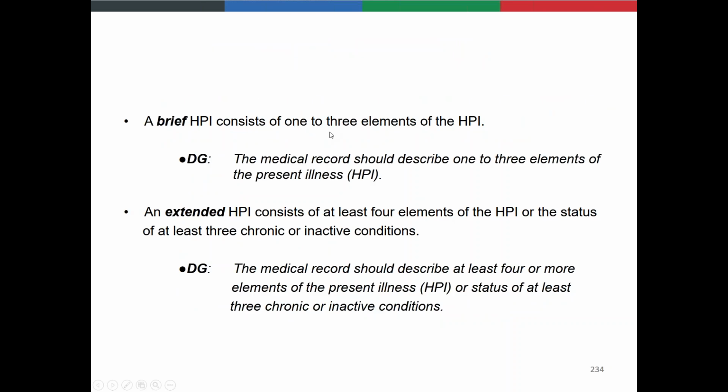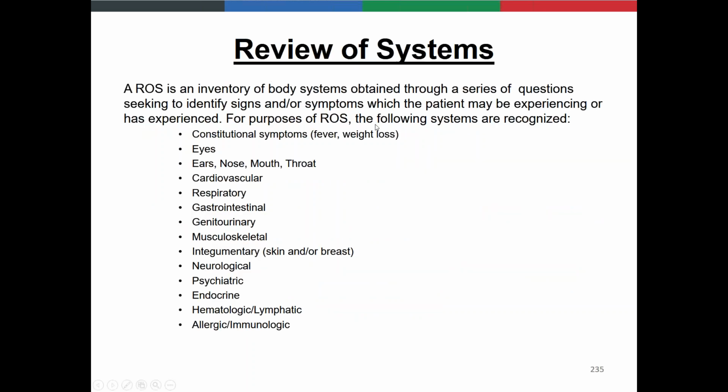So a brief HPI contains 1 to 3 elements of the history of present illness. An extended HPI consists of at least 4 elements, and so on and so forth. The review of systems is an inventory of body systems. So this is basically, once the patient has told you what is going on, then the review of systems is going to be a review of the patient's problems.